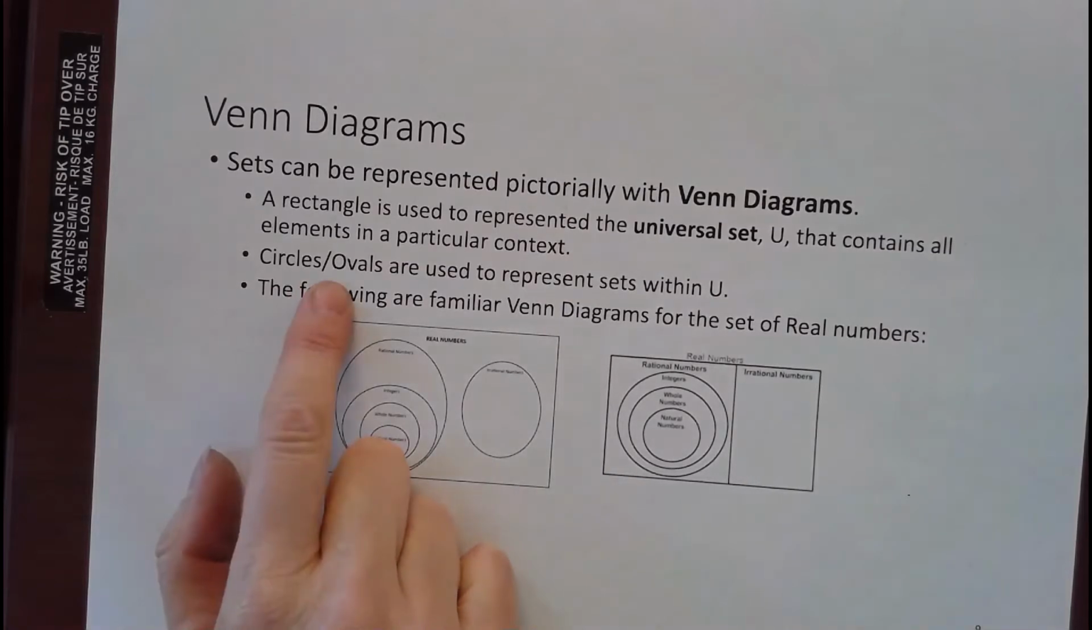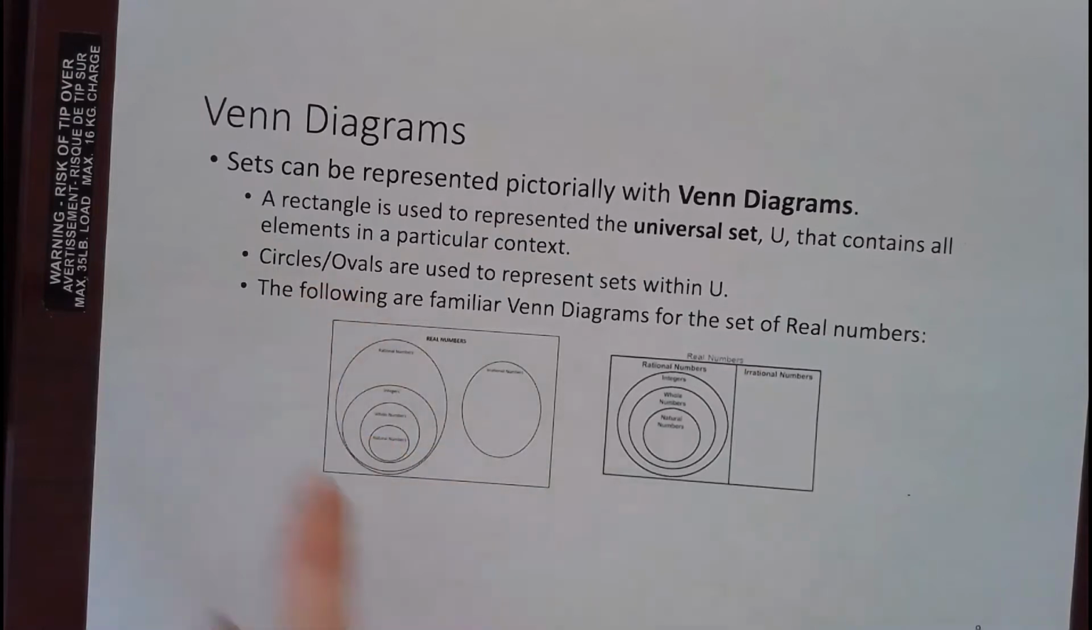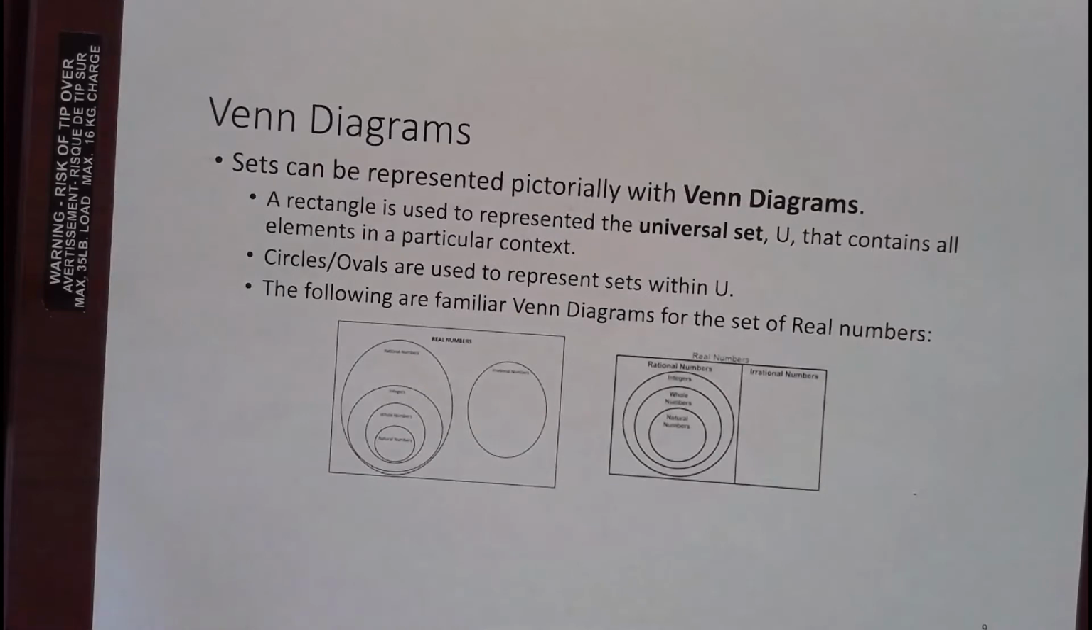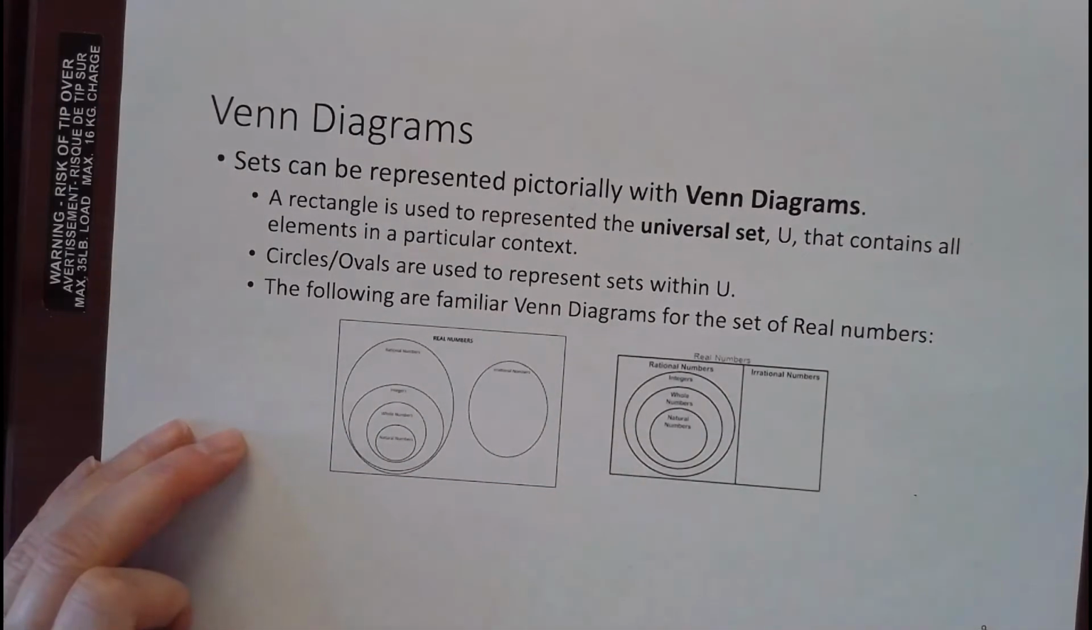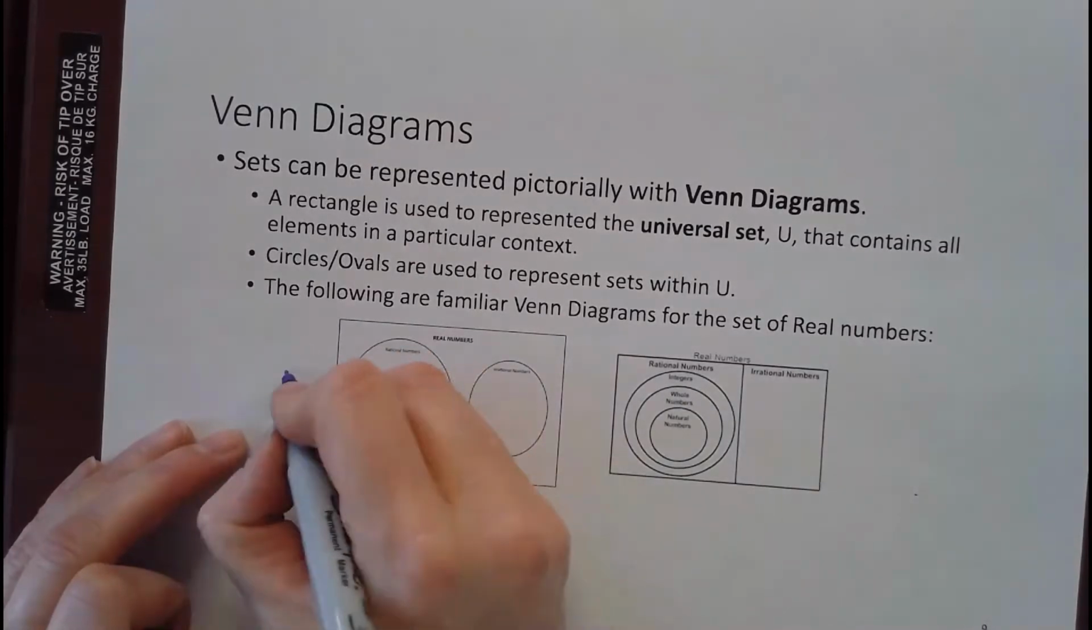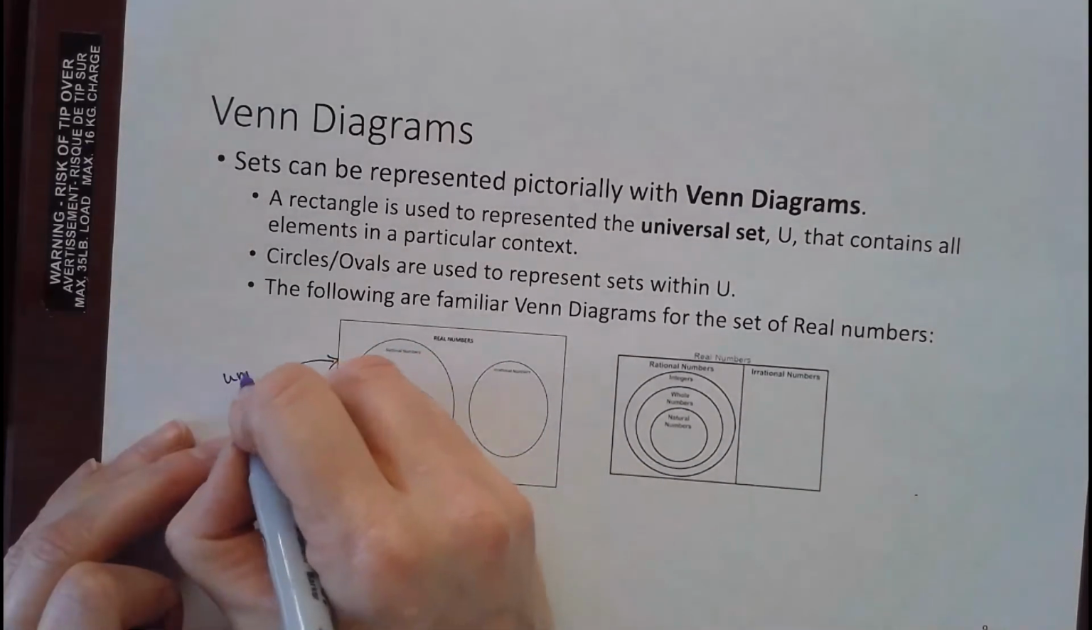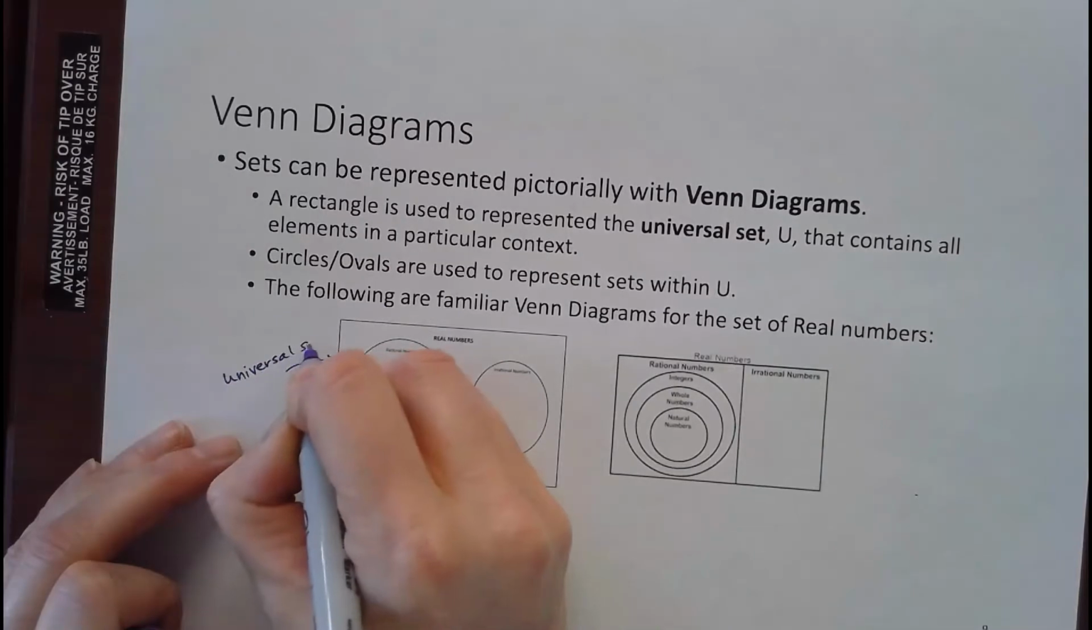And then circles or ovals, basically not rectangles, curved kinds of shapes, will be used to refer to a set within the universe. You've probably seen Venn diagrams for the set of real numbers before. Here are the two most popular ones. Let's talk about what this means. This rectangle here represents the real numbers. So the universal set is the real numbers.